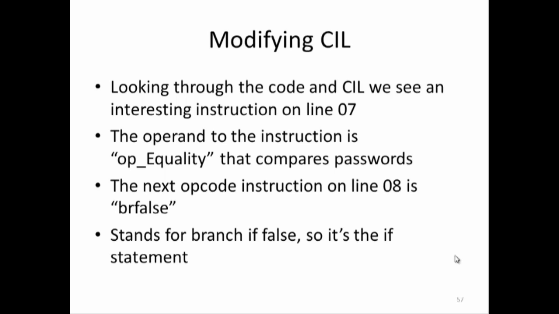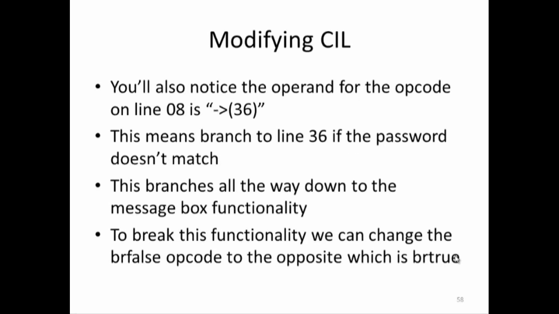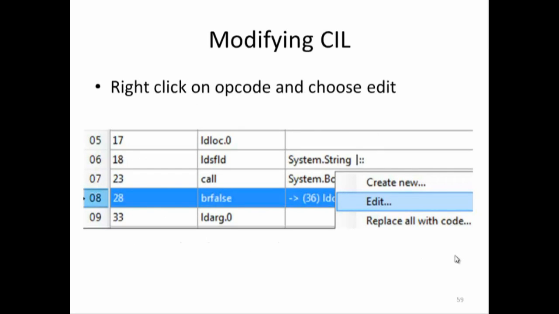Okay, so here what we want to do is change that value to true. You'll also notice that the operand for the opcode on line 8 is arrow 36. This means it'll branch to line 36 if the password doesn't match. Okay, this branches all the way down to the message box functionality, and to break this functionality, we can just change, like I said, from brfalse to brtrue.